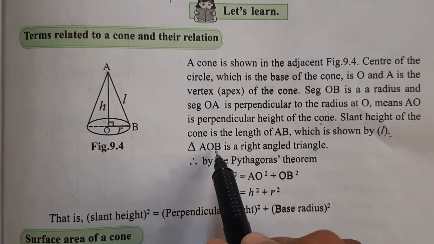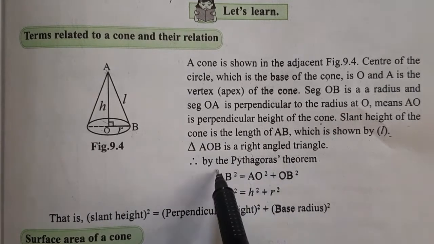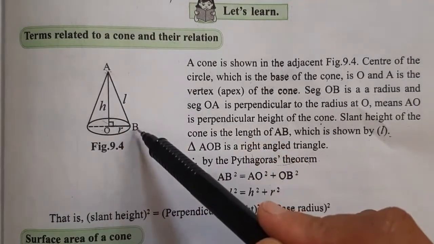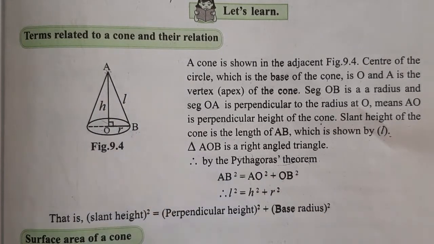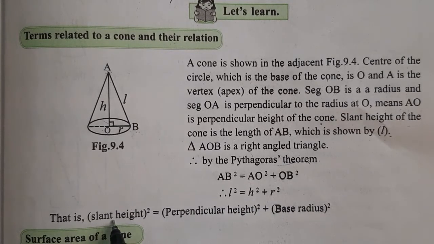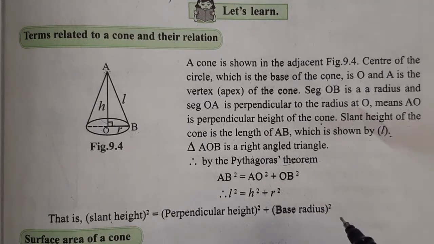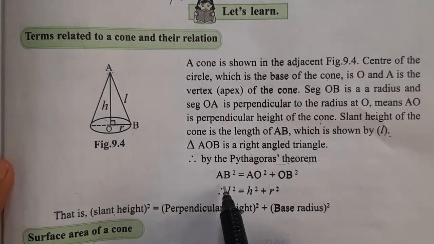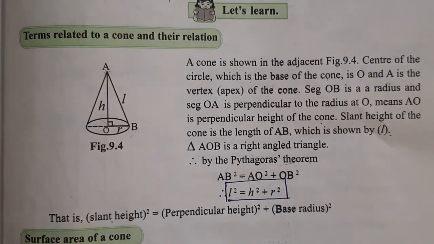So triangle AOB is a right angle triangle. Then by Pythagoras theorem, AB square equals AO square plus OB square. Now AB is nothing but L. So L square equals H square plus R square. That is, slant height square equals perpendicular height square plus base radius square. We require this formula, so everyone just keep this in mind: L square equals H square plus R square.